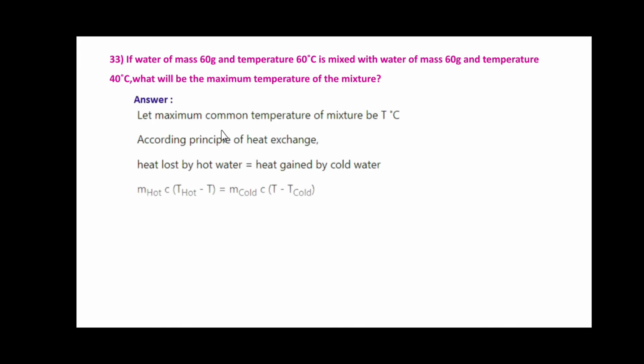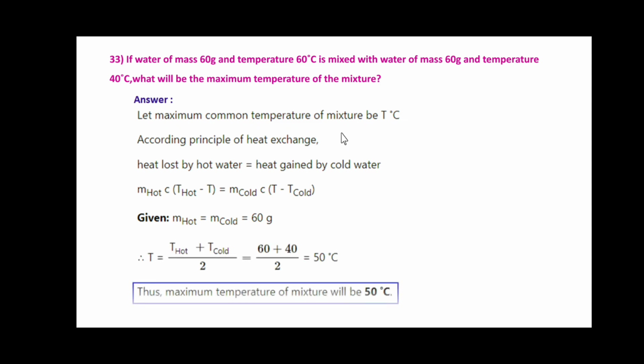Friends, here let the maximum common temperature of the mixture be 80 degrees Celsius. According to the principle of heat exchange, we can write that the heat lost by the hot water is equal to heat gained by the cold water. So m hot C (T hot minus T) is equal to m cold into C into (T minus T cold). So given things are here, m hot is equal to m cold is equal to 60 gram.